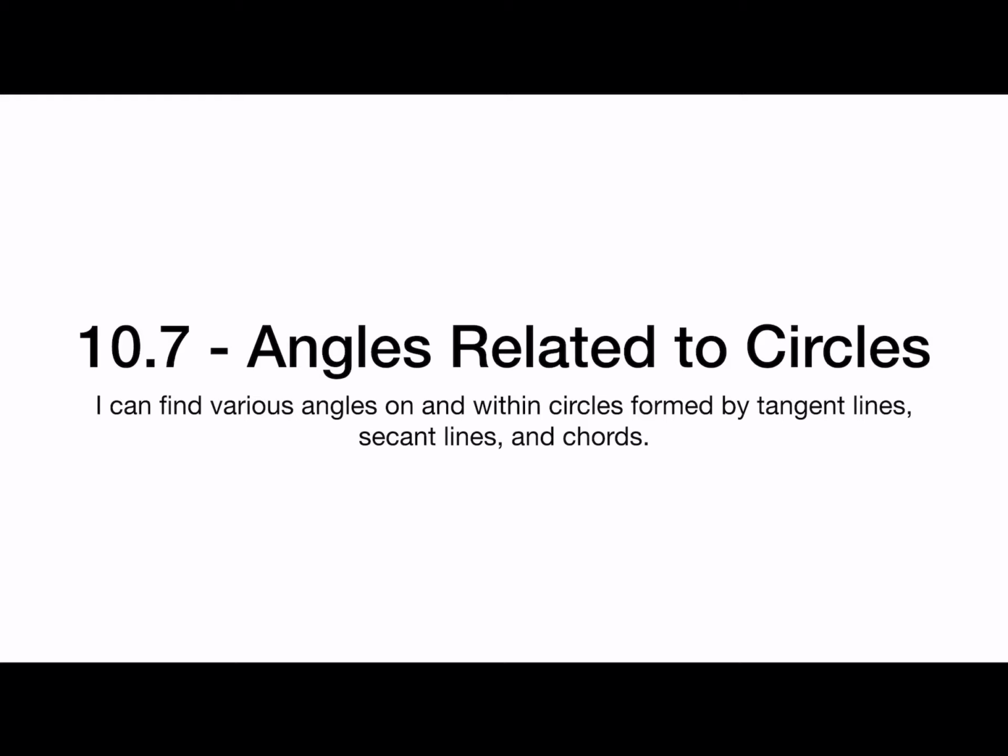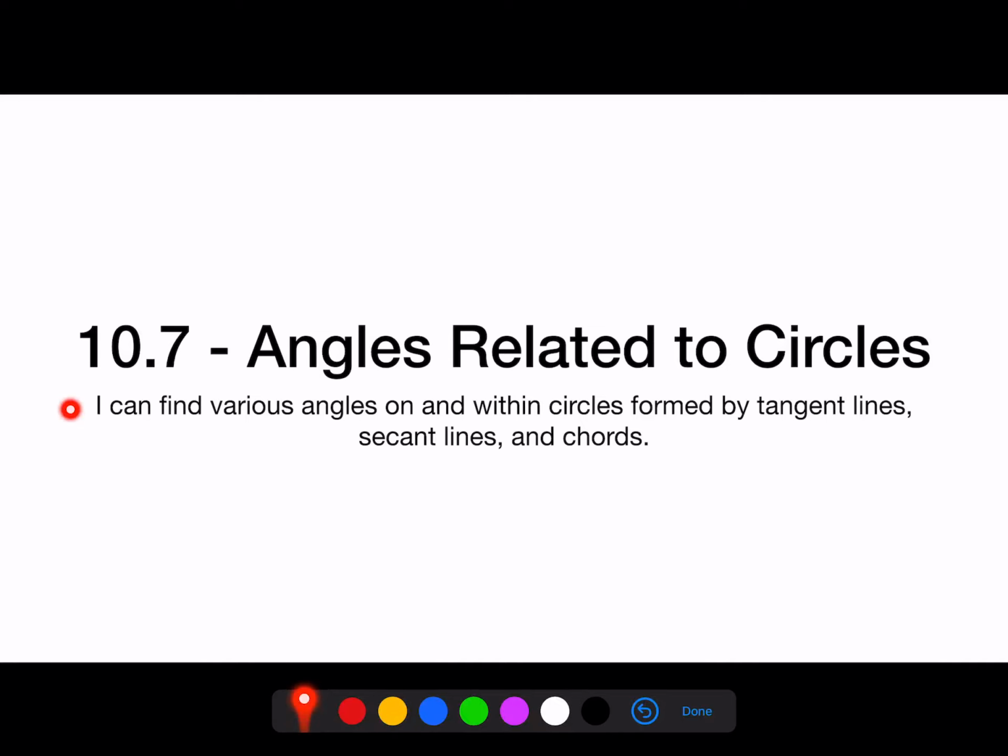What you guys will be learning is that I can find various angles on and within circles formed by tangent lines, secant lines, and chords. Now in our last video we went over what tangent lines, secant lines, and chords all are. Today we're just going to be expanding upon that a little bit and seeing what they'd look like if we saw multiples of those within one circle.